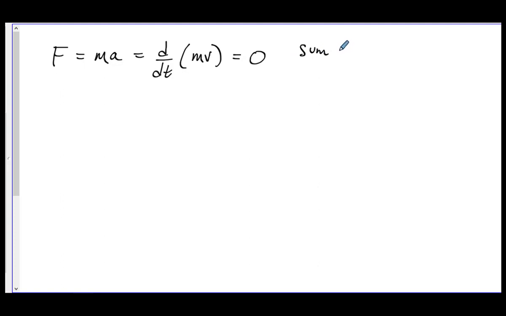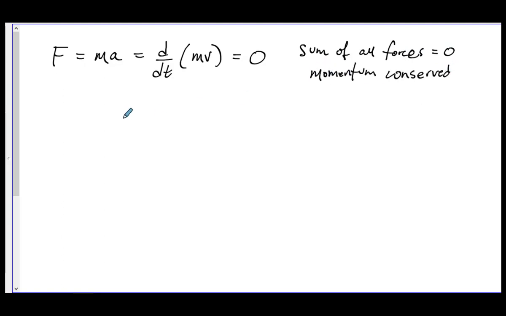All right, so we'll start the math, and we'll begin with Newton's second law. Force is mass times acceleration, but it can also be written as a time rate of change of momentum. And I'll set that equal to 0 because in this derivation I'm going to have the sum of all forces equal to 0. That's equivalent to having momentum conserved.